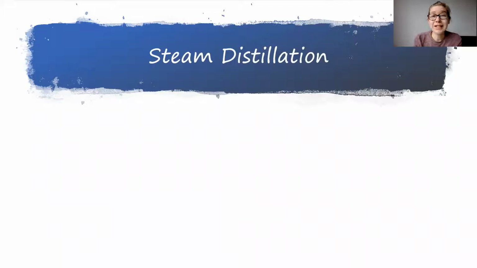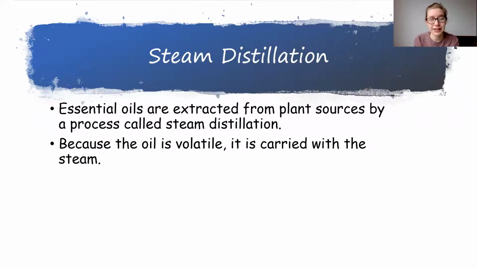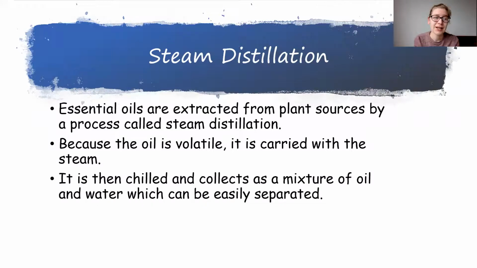We need to know how you can extract essential oils, although we are not required to know the details of the process. So I'm just going to briefly summarize how steam distillation works, and then I'm going to show you a couple of diagrams. This is not super important, so you can just summarize this. Essential oils are extracted from plant sources by a process called steam distillation. Because the oil is volatile, it is carried with the steam. It is then chilled and collects as a mixture of oil and water, which can be easily separated.